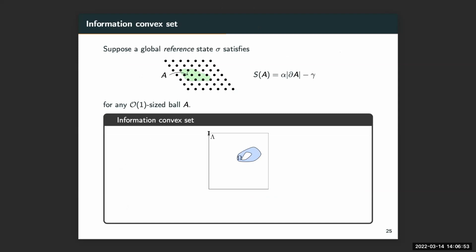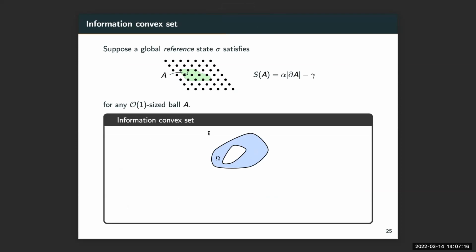So now let's move away from these mathematical facts and come back to the physical world. So you have a 2D gapped system obeying this area law. What is an information convex set? Just consider any subsystem. I'm going to call it omega. You see that blue region over there. I'm going to zoom that up.